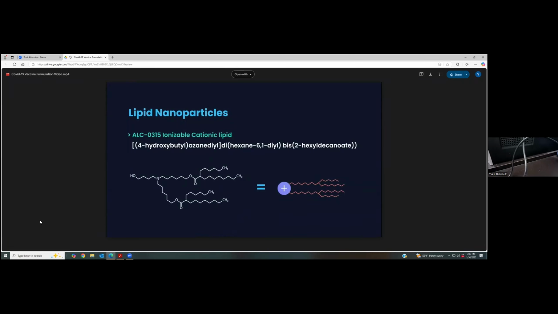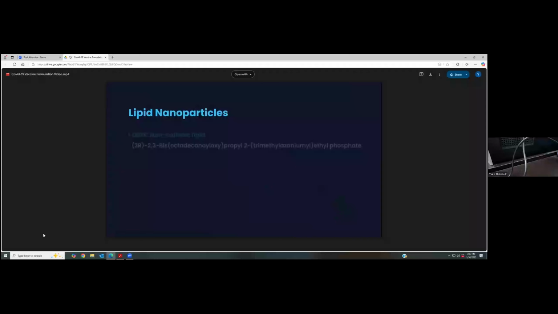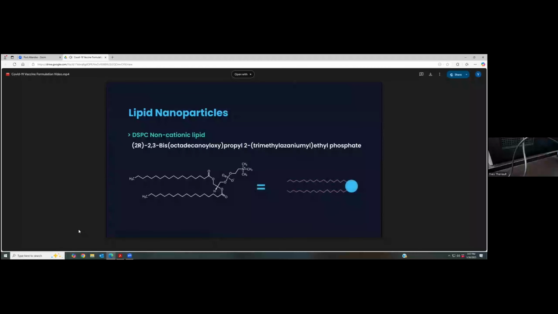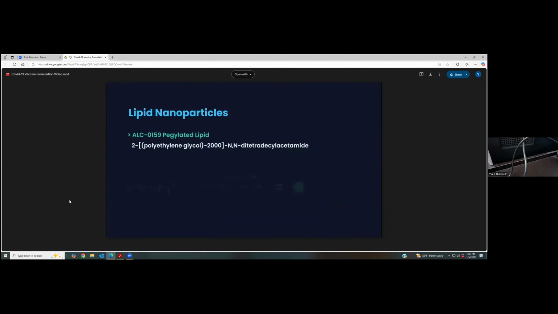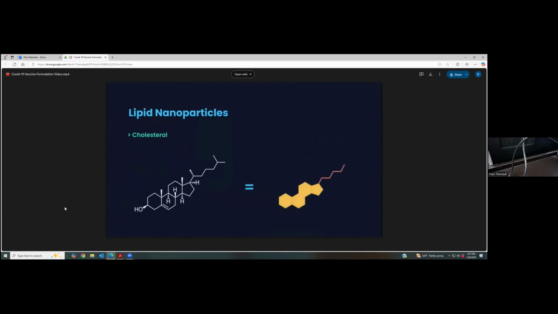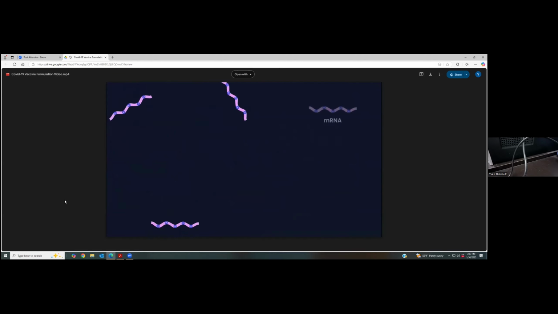In the model of the nanoparticle, we will use its graphic representation shown on the right. Similarly, the chemical structure of DSPC non-cationic lipid is shown on the left, and in the model of the nanoparticle, we will use its graphic representation shown on the right. The chemical structure of ALC-0159 lipid is shown on the left, and we will use its graphic representation shown on the right. Finally, the chemical structure of cholesterol is shown on the left, and we will use its graphic representation shown on the right.